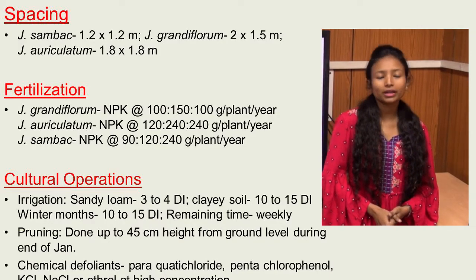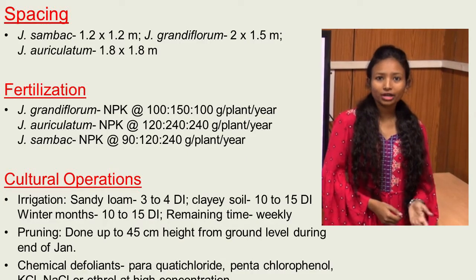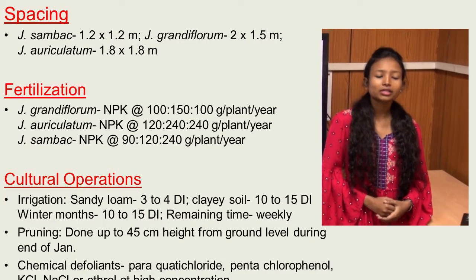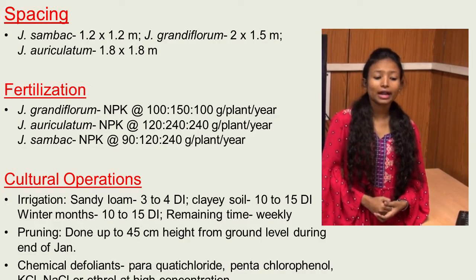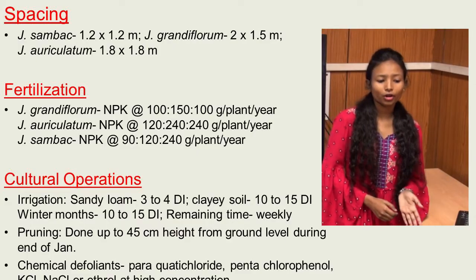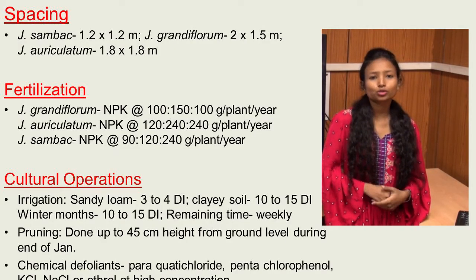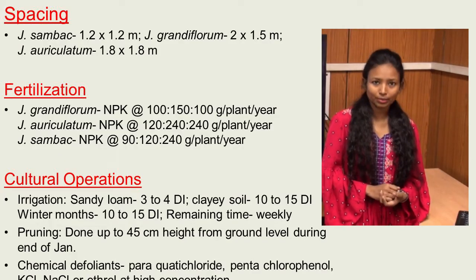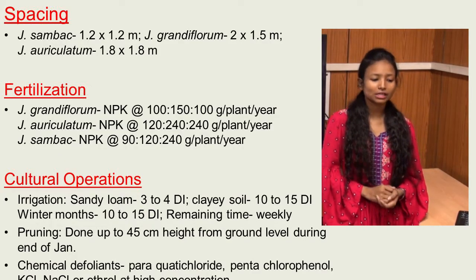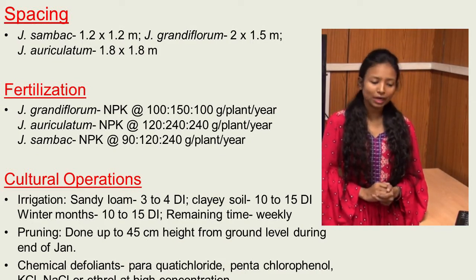Fertilization also varies with the species. In grandiflorum, the recommended fertilizer dose is 100:150:100 grams of NPK per plant per year. In the case of auriculatum, the fertilizer dose is higher, that is 120:240:240 grams per plant per year. And in the case of Jasminum sambac, it is 90:120:240 grams per plant per year.